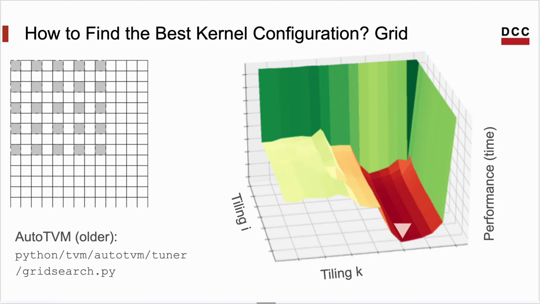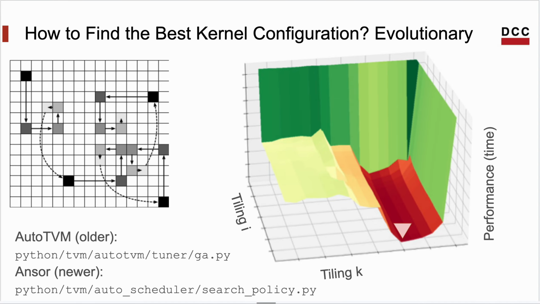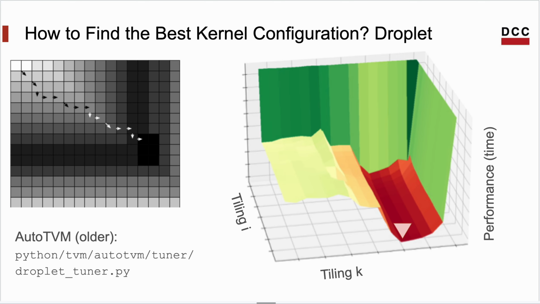Or else we could vary the parameters on a grid, which is more systematic than random search and avoids sampling the same kernel twice. Or we could try some more advanced techniques. TVM, for instance, uses a genetic algorithm to combine previous observations into new kernels that are likely to be efficient. What Droplet Search does is to use a hill climbing approach to try to approximate the optimal kernel configuration.